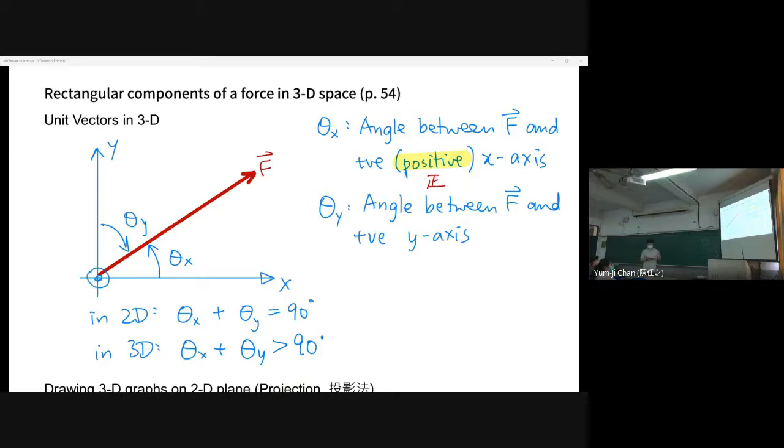And the Z direction is going out of the paper. So we also have the angle between F and positive Z axis. So we have three angles, and I will talk more about it later today.